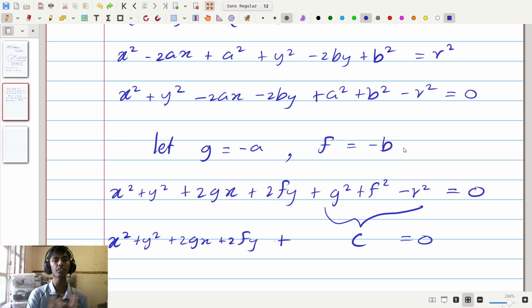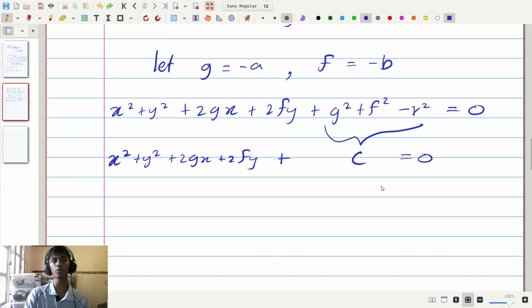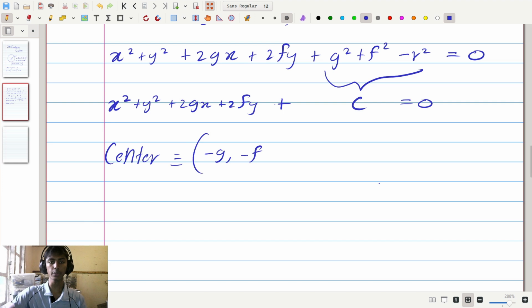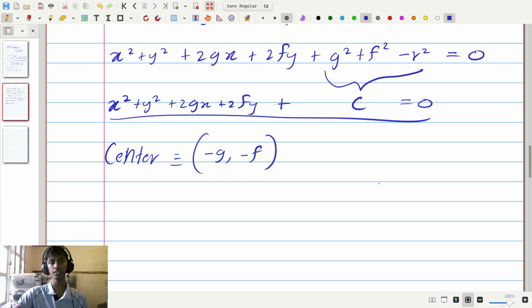So if a is equal to negative g and b is equal to negative f, then the coordinates a comma b are the same as the coordinates negative g comma negative f. If the coordinates a comma b correspond to the center of the circle, then in this format, the center of the circle, which I'm going to write as center, is equal to the coordinates of negative g comma negative f. Therefore, with this format, negative g comma negative f are the coordinates of the center of the circle.